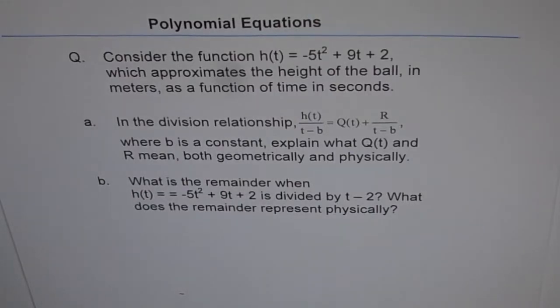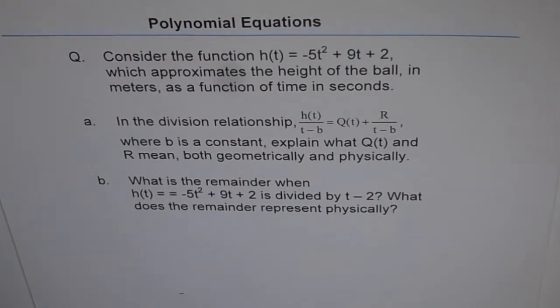Polynomial equations. Here is a very beautiful question. Consider the function h of t equals minus 5t squared plus 9t plus 2, which approximates the height of the ball in meters as a function of time in seconds.